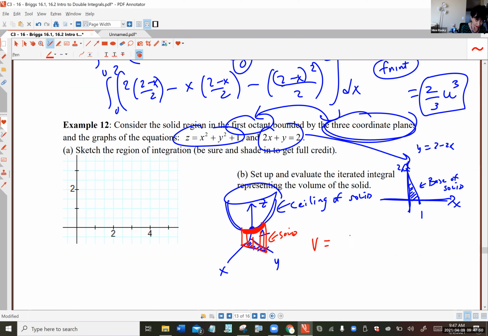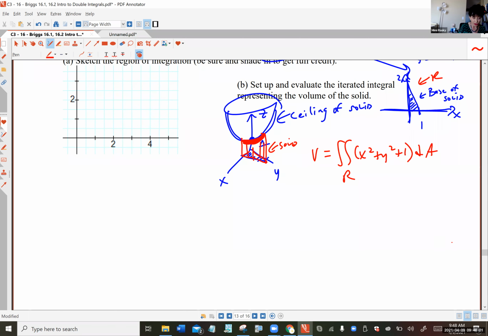So you're going to go volume equals double integral over the region R. This is your region R, the base of your solid. And you put your capping surface as your integrand, and then dA. dA is sort of generic. You've got to pick your order of integration. And as usual, I prefer my order of integration to be dy dx.